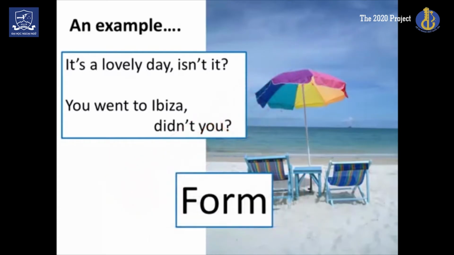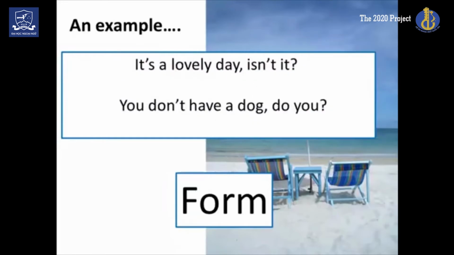However, the form of them in English, as opposed to many other languages where they're just one small bit of static language that doesn't change, the form in English is really tricky. So if we've got "it's a lovely day," that's a positive statement, then our tag at the end is negative, isn't it? Usually. Okay, you don't have a dog, this is a negative statement, so our tag at the end is positive. So already we've got changes here.